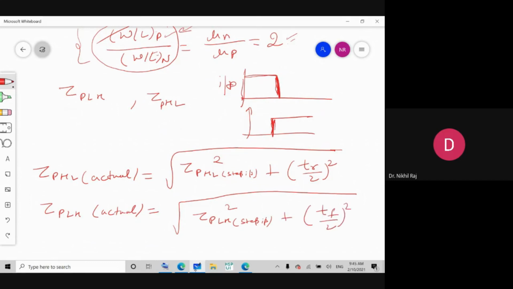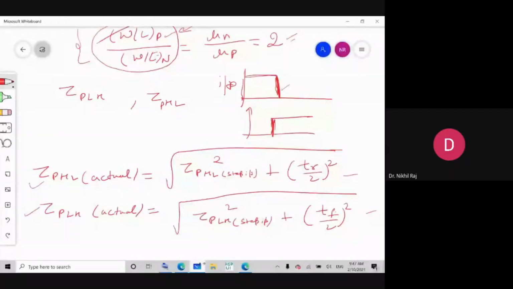So these are the two equations when the rise time and fall time are present in the input. Right now we have not considered the rise and fall time while calculating these values. So these are the two equations when rise and fall time are not equal to 0. So this is all about, I think, unit 2, the CMOS inverter analysis.